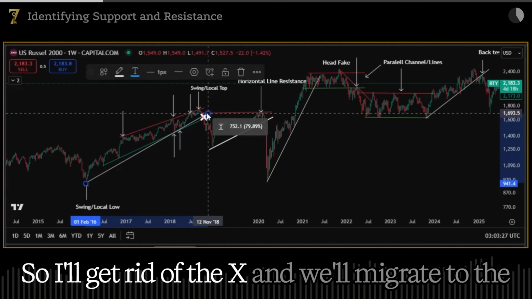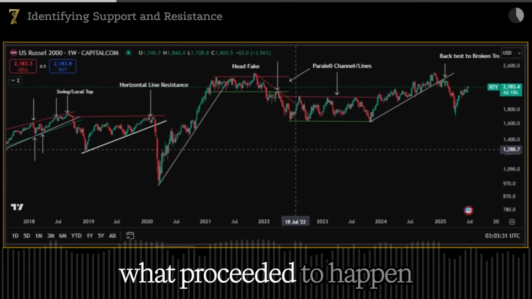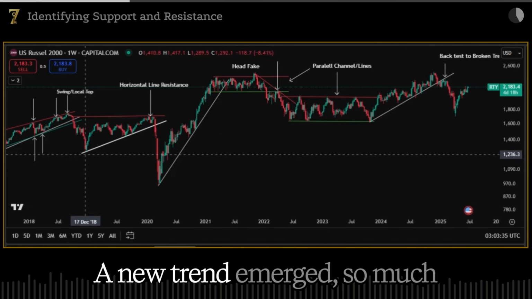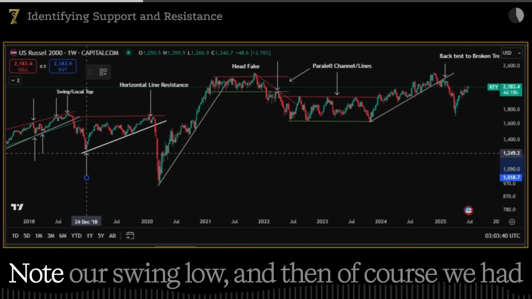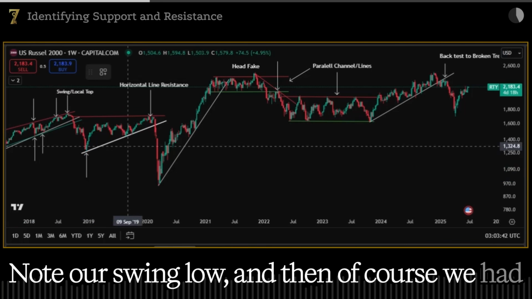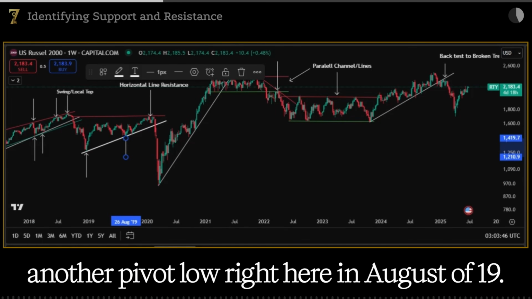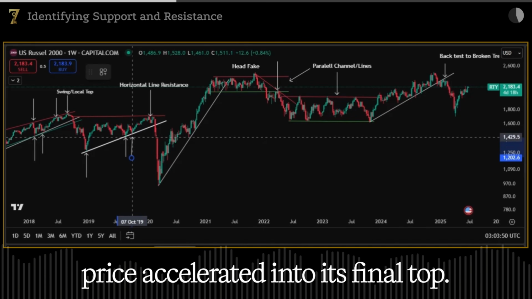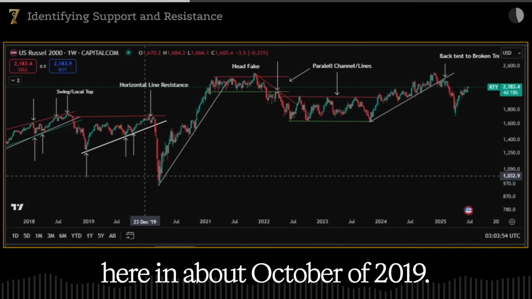So I'll get rid of the X and we'll migrate to the right on our chart. And I want to show you what proceeded to happen after this crash low in 2018. A new trend emerged, so much so that we have multiple touch points on the weekly price chart. Note our swing low, and then of course we had another pivot low right here in August of 19, and then one last touch before price accelerated into its final top. That happened to coincide right here in about October of 2019.